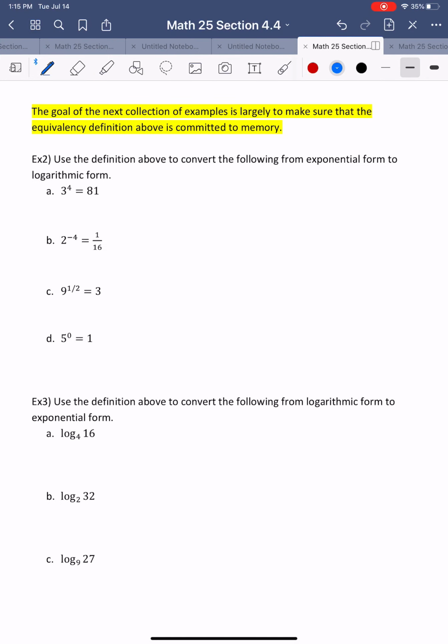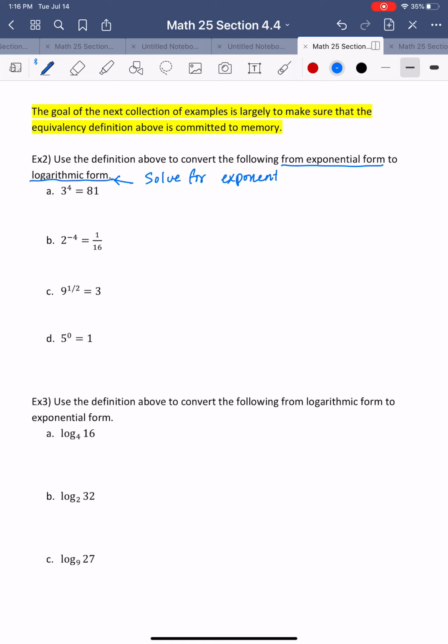The goal for the next collection of examples is largely to make sure that the equivalency definition above is committed to memory. So use the definition above to convert the following from the exponential form to the logarithmic form. Logarithmic form means we are solving for the exponent. Once you have the exponent on one side, the other side needs to mention the value from the exponent, that's why you have to use a log.